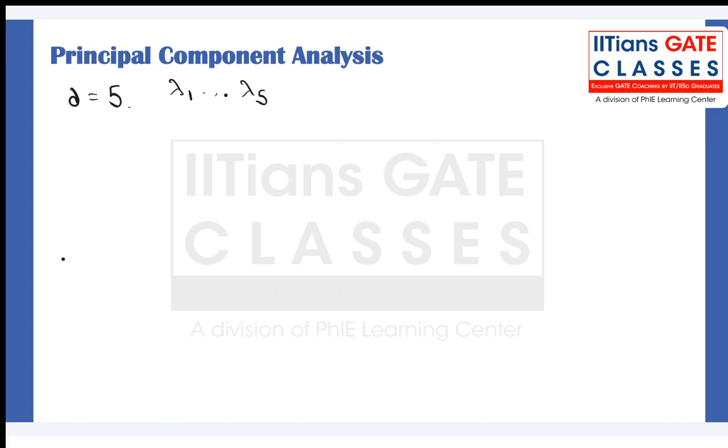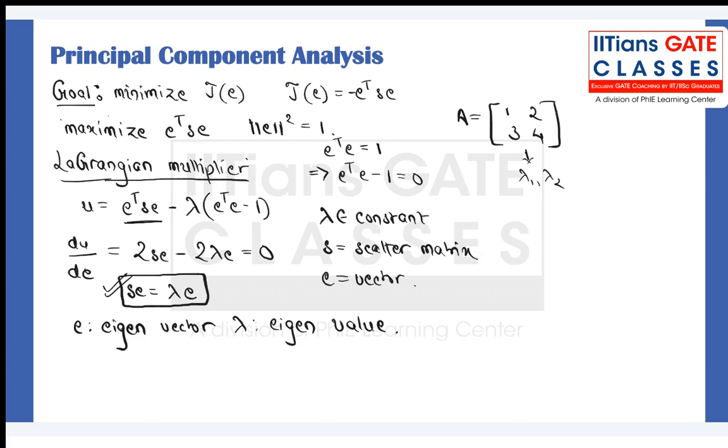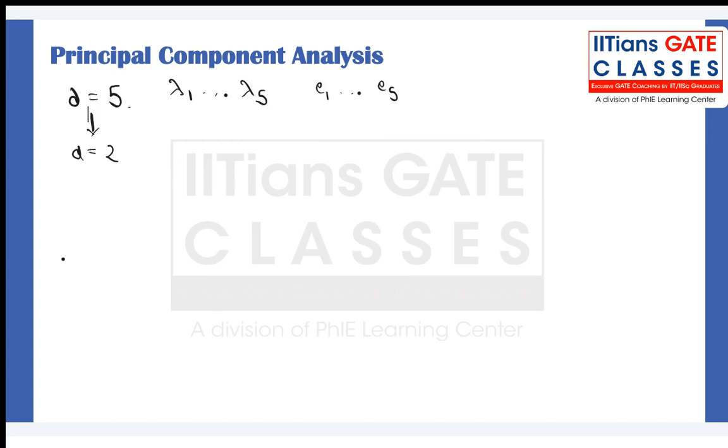And similarly, I will have 5 eigenvectors corresponding to those eigenvalues E1 till E5. Let's say I want to reduce this to dimensionality 2, from 5 to 2. If you want to maximize this function J of E, which is E transpose SE, what you will do is consider the top two eigenvalues.